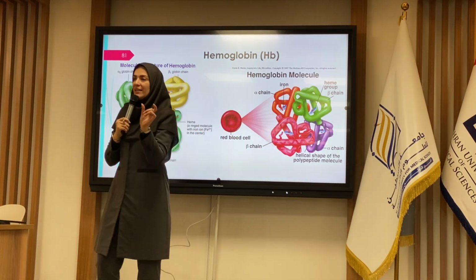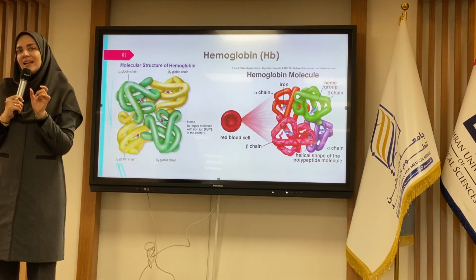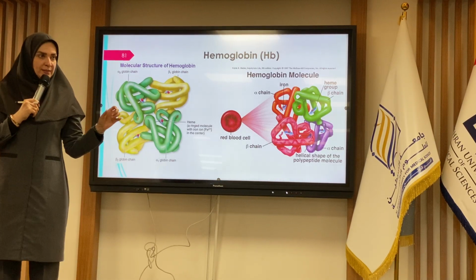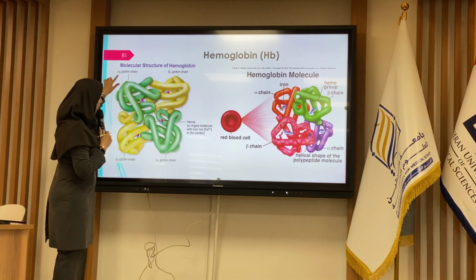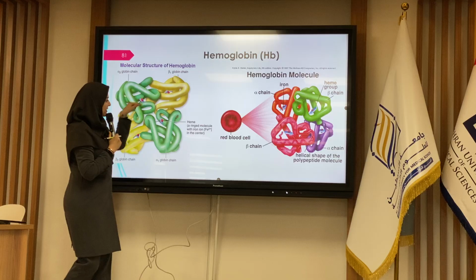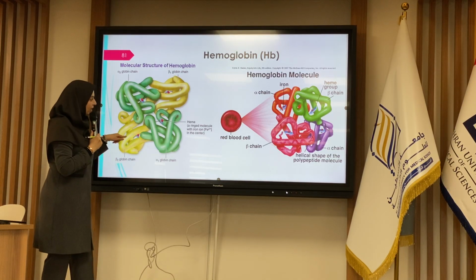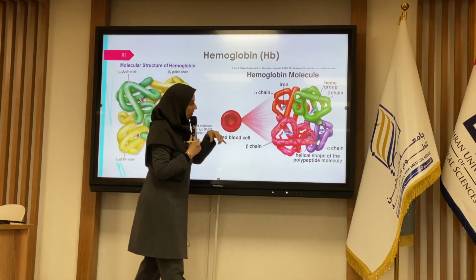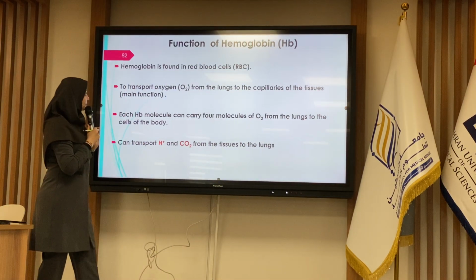Mer means unit. Tetramer means 4 units are present. 2 of them are alpha and 2 of them are beta. At the middle of each chain you have a heme group, and as I mentioned, each heme group can bind to oxygen.